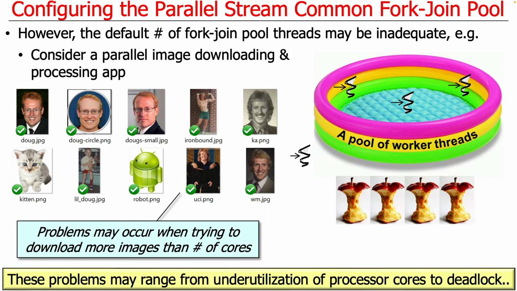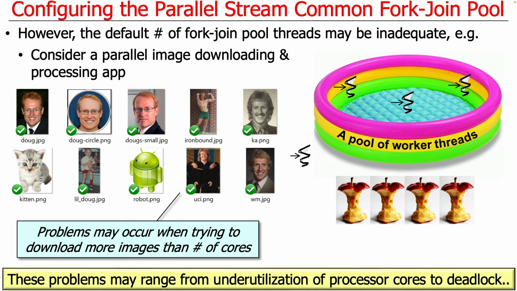So what we really want is to have as many threads in the common fork join pool, or available to the overall program, as there are blocking operations. So if we have 10 blocking operations, we really want 10 threads in order to make sure that we're maximizing processor core utilization.